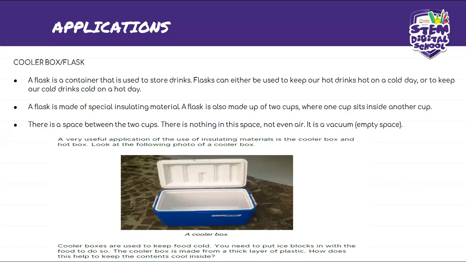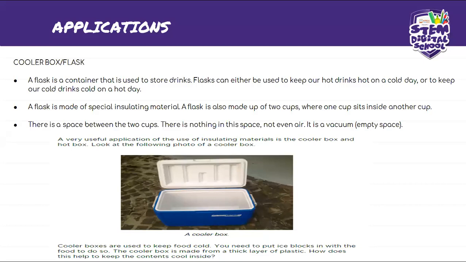Now, let's look at the cooler box here. So a flask is a container that is used to store what? Drinks. A flask can either be used to keep our hot drinks hot on a cold day, or to keep our cold drinks cold on a hot day. A flask is made up of a what? A special insulated material.